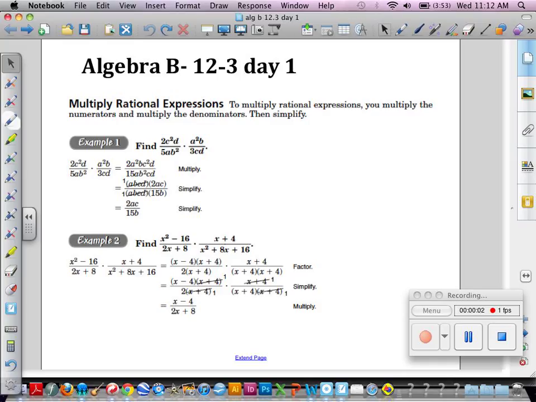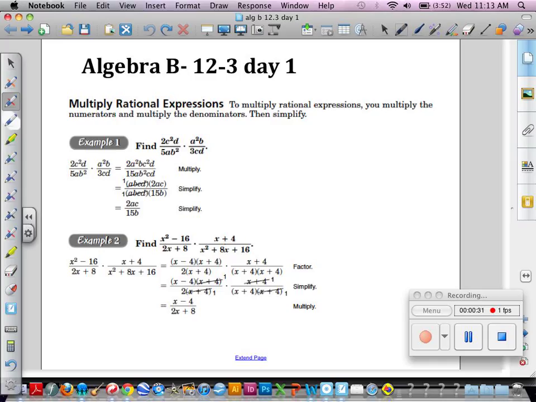Hello, Algebra B students. In class, we learned about multiplying and dividing fractions, and we did that as an introduction to multiplying and dividing rational expressions. So today we're going to focus on multiplying rational expressions without having to do any factoring at that point. So let's review multiplying fractions first.